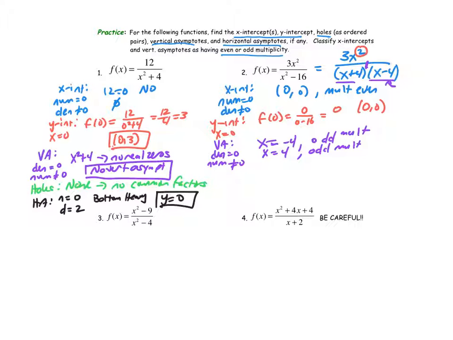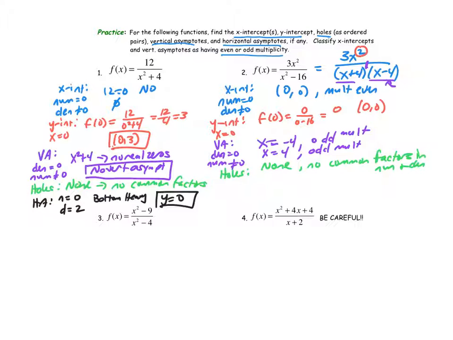Holes occur when we have common factors in the numerator and the denominator. In this case, there are none. There are no common factors between numerator and denominator. So I'm going to write no common factors in numerator and denominator.